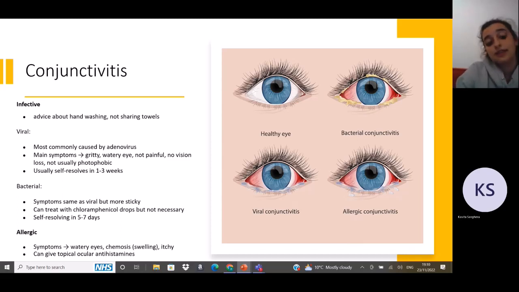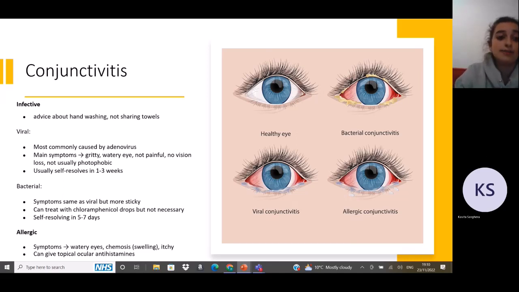Viral conjunctivitis, like we said, is most commonly caused by adenovirus. The main symptoms are a gritty, watery eye. It's not usually painful and they don't usually get any kind of visual loss, but they can be a bit photophobic. Not usually photophobic, can be, but not usually. And that would usually just self-resolve within a couple of weeks.